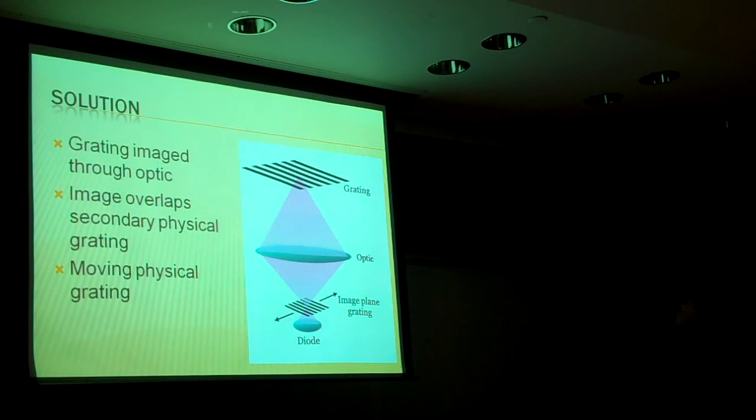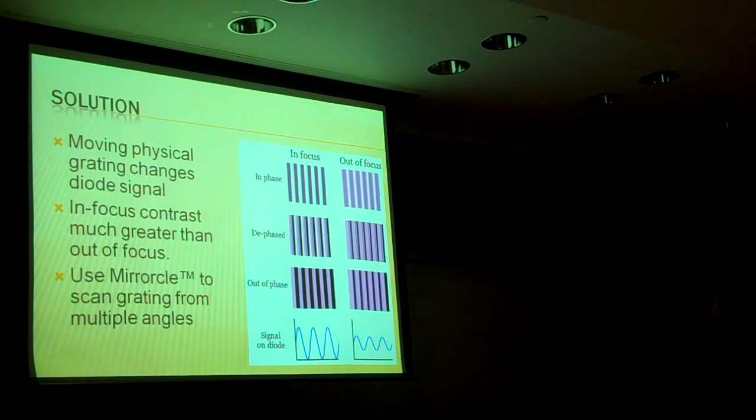So the solution is to use two gratings. The first grating will be imaged through an optic onto a second grating. And the second grating will be able to move side to side and up and down on a stage. And as we move that grating, the signal on the diode is going to change. If the first grating that we are imaging is in focus, and if it images right on top of the second grating, then no light is going to get through because all the light from the grating will be blocked by the second grating, which creates a signal of 0 on the diode.